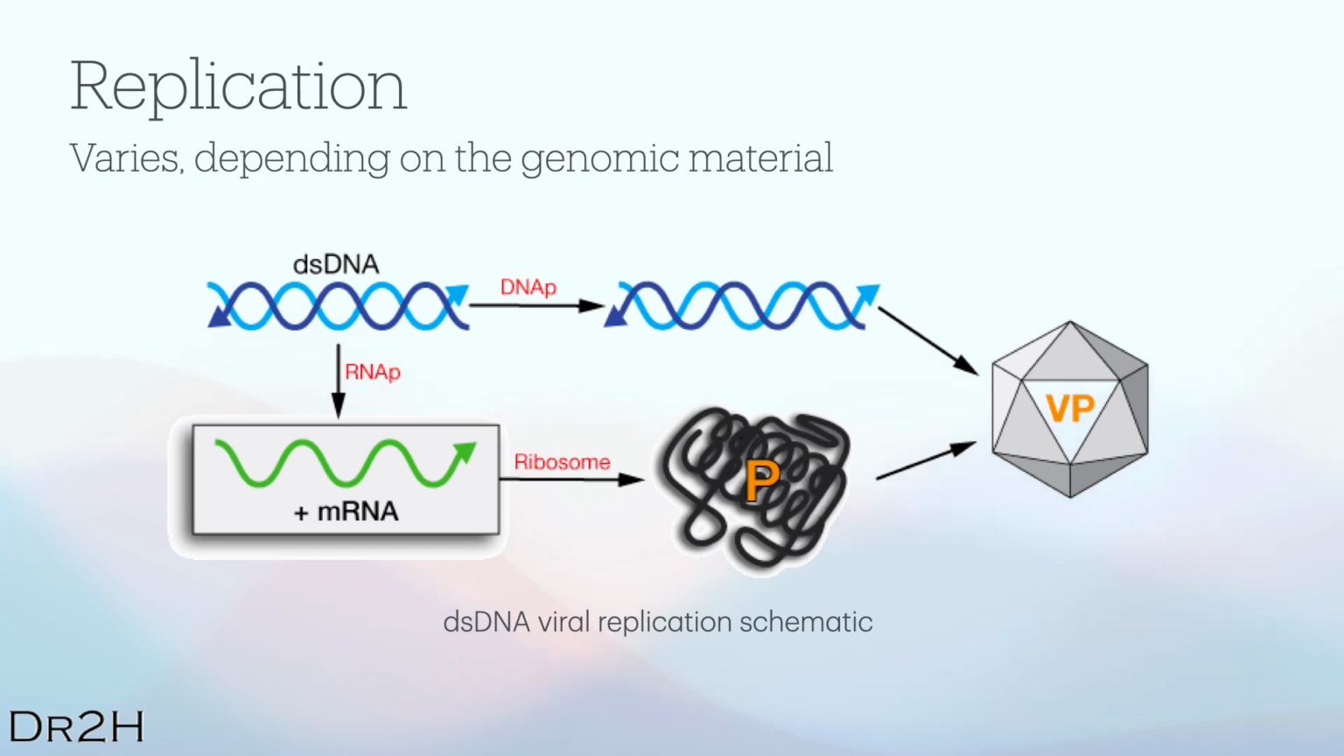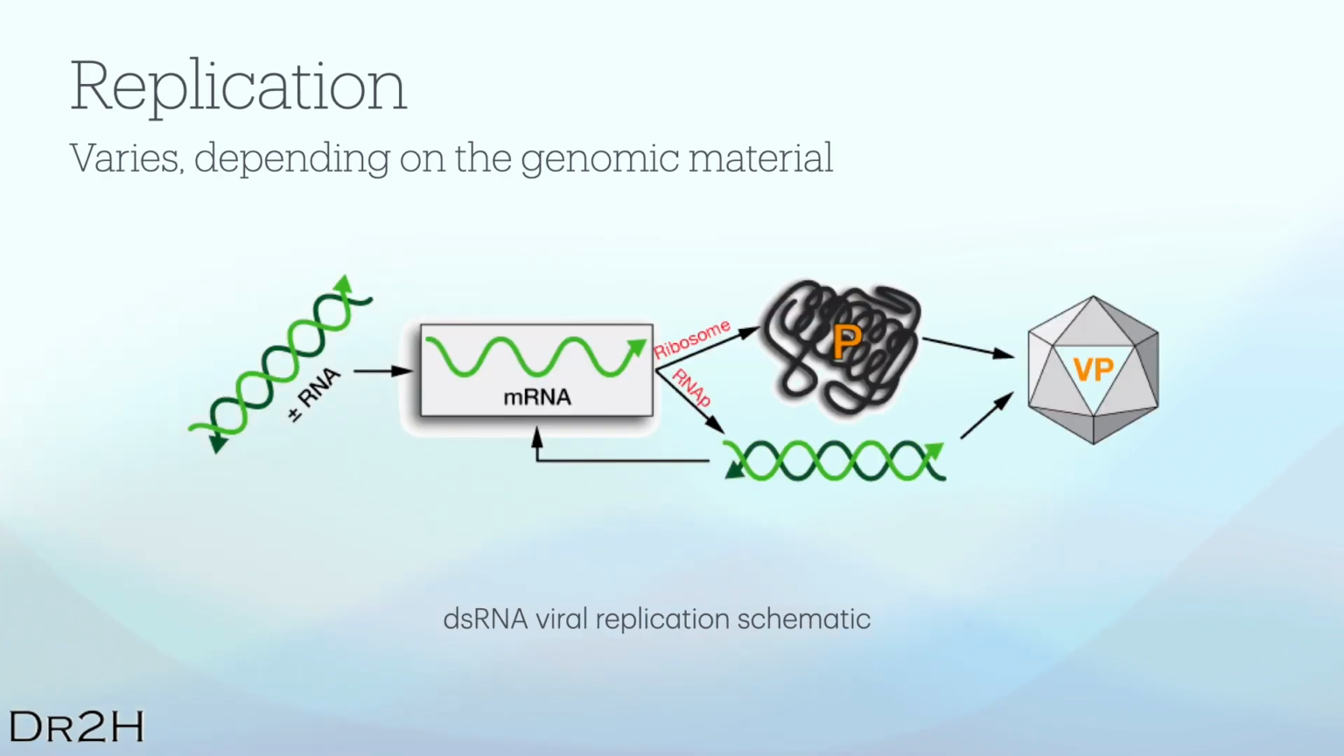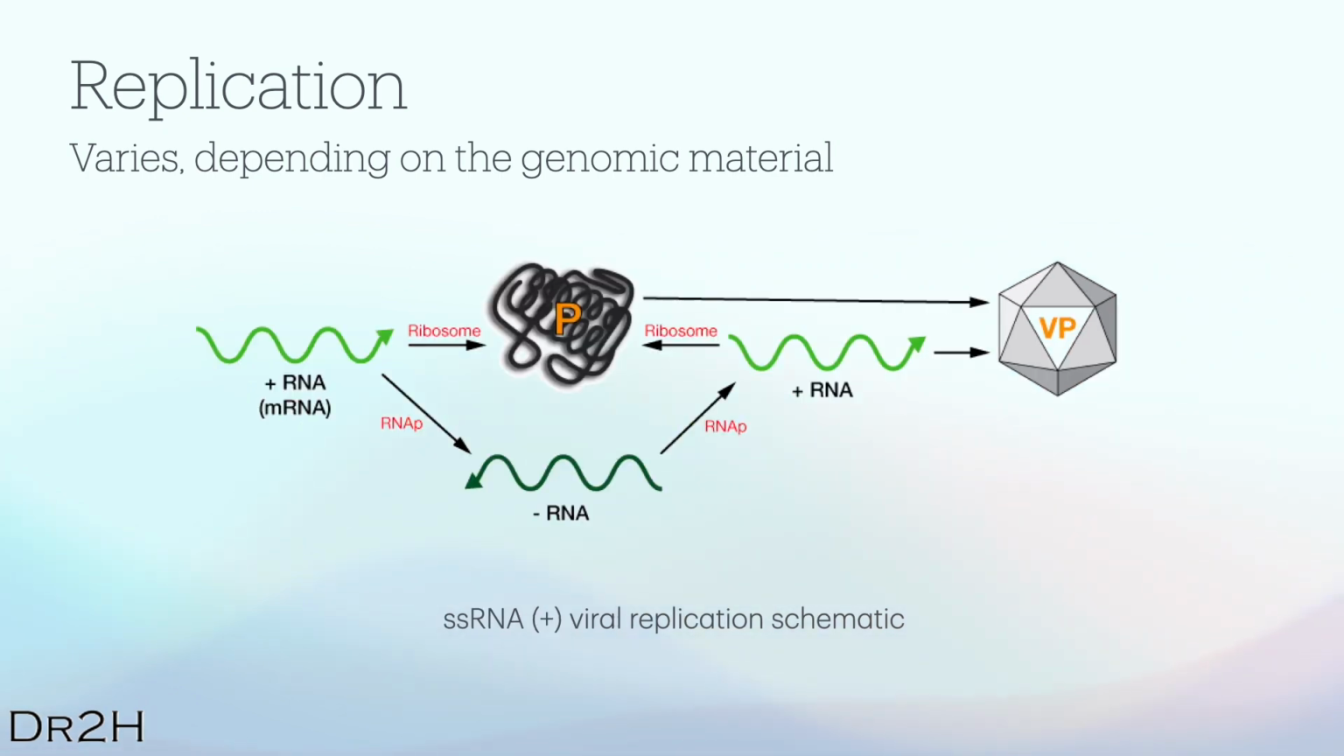Now for double-stranded DNA viruses, they are more straightforward. Double-stranded DNA is directly replicated into a new copy of double-stranded DNA. Single-stranded DNA viruses need to generate a new single strand of positive sense DNA from the double-stranded DNA. Double-stranded RNA viruses generate a new copy of double-stranded RNA from their messenger RNA.